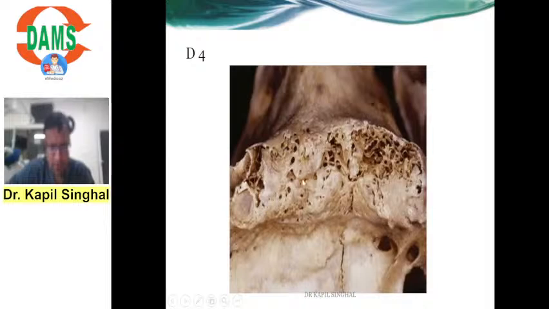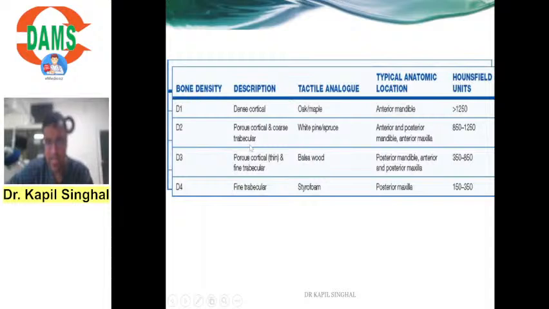This is how a D4 bone looks in a dried skull. See how porous it is. So when you drill through it, it is very soft. A very important chart. Please remember it. One question comes a lot of times in the exam from this.